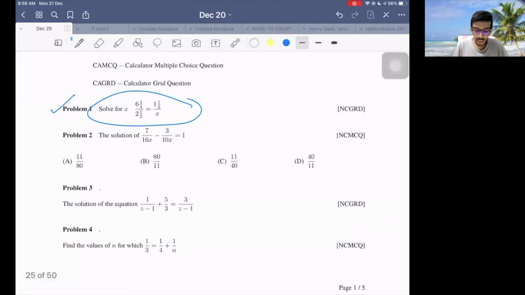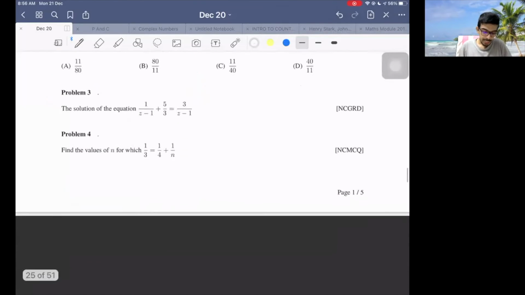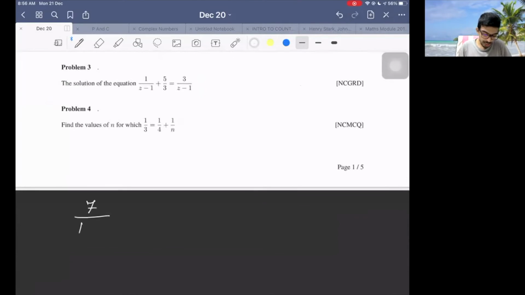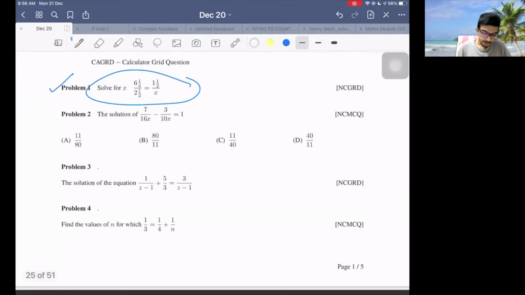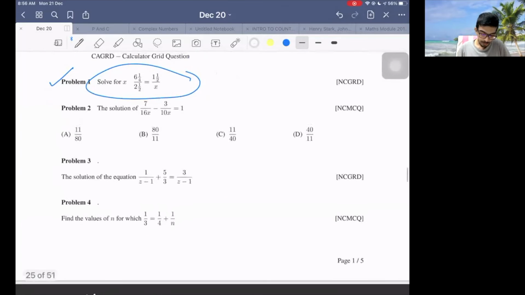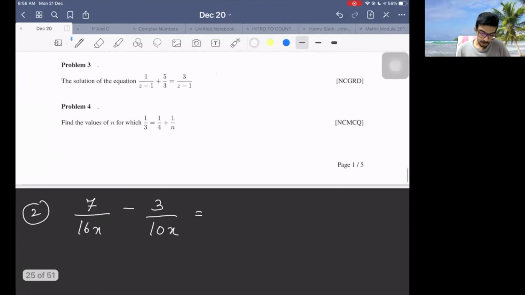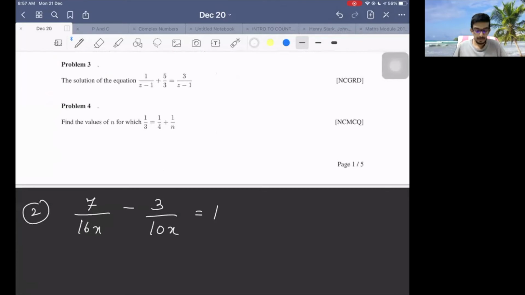Second question. The solution of 7 over 16x minus 3 divided by 10x is equal to 1. Can you quickly try this? Take a minute or two.